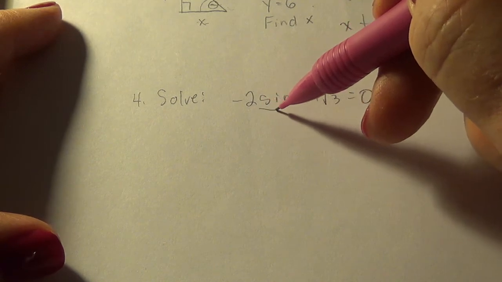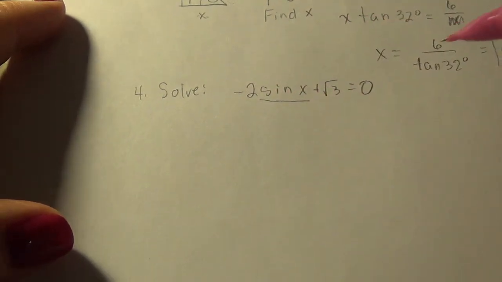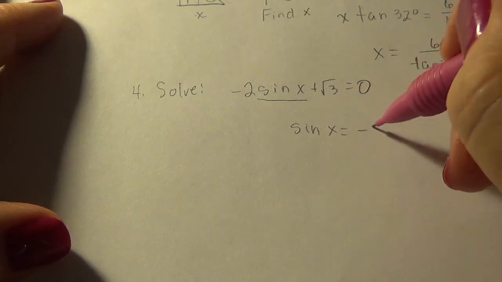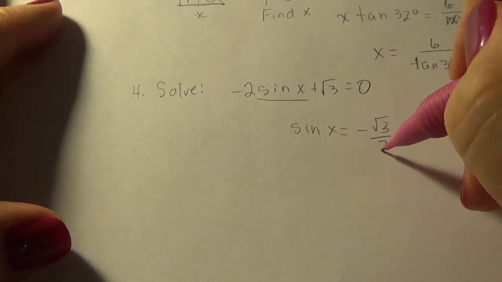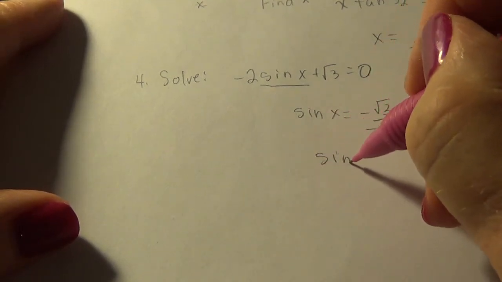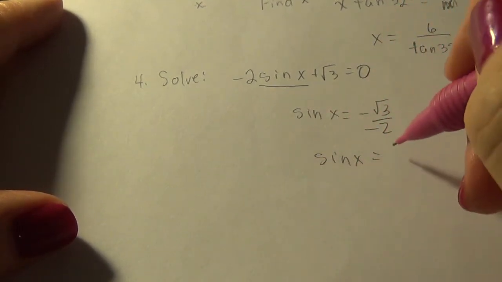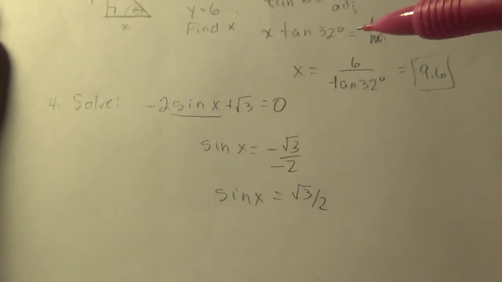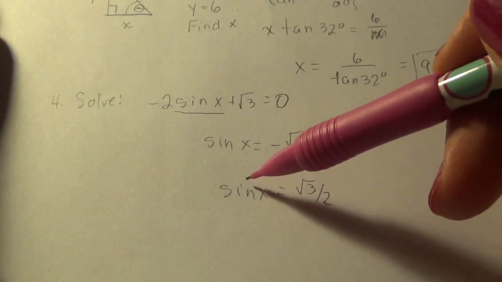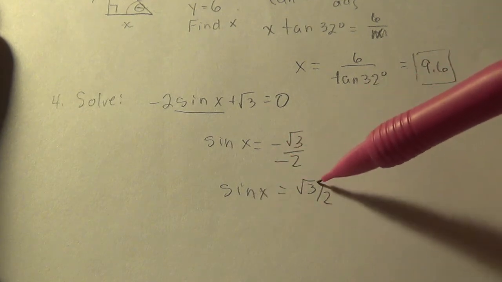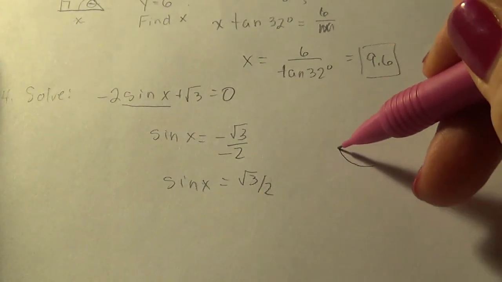So first of all, let's isolate sine x. So sine x by itself on the left will equal negative square root of 3 divided by negative 2, which is just square root of 3 over 2. So that's saying when you're looking for x, what angle has a sine of square root of 3 over 2?